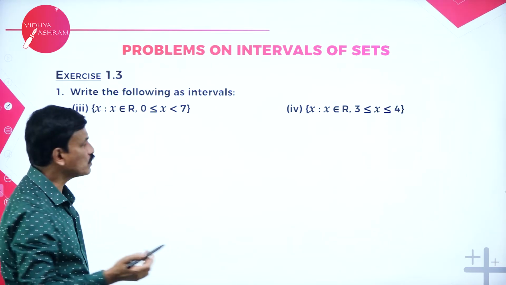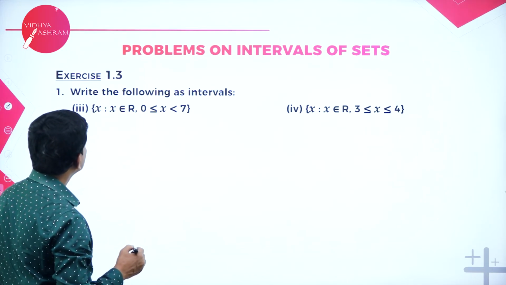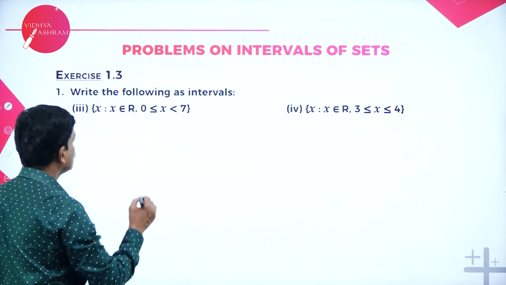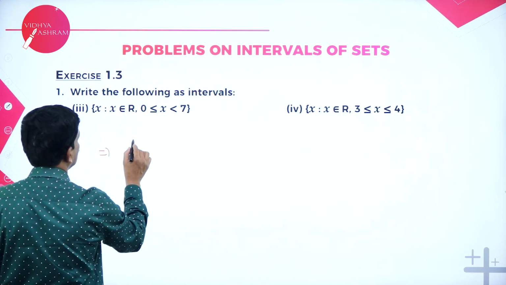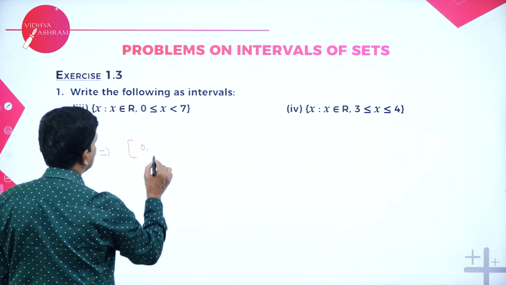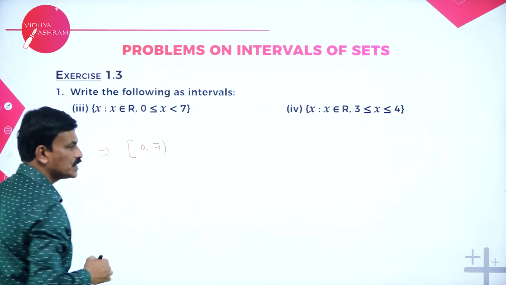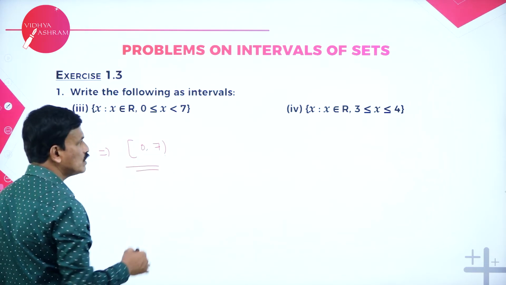Let us come to the next problem. Third one: x such that x belongs to R and 0 less than or equal to x less than 7. Therefore this can be written as the interval [0, 7). Again this is a semi-closed and semi-open interval, that is 0 comma 7.